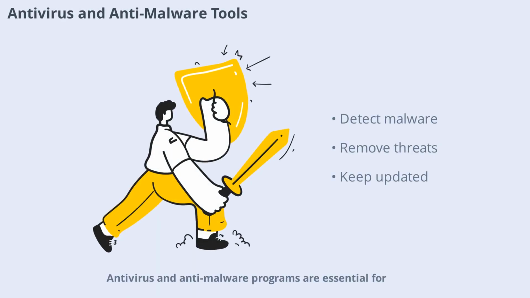Antivirus and anti-malware programs are essential for detecting and removing malicious software from your devices. These tools scan your files and monitor your system for suspicious activity. Choose a reputable security solution and keep it updated to defend against the latest threats. Remember, no tool is perfect, so use antivirus software as part of a broader security strategy. In the next scene, we'll discuss how to choose the right security software for your needs.